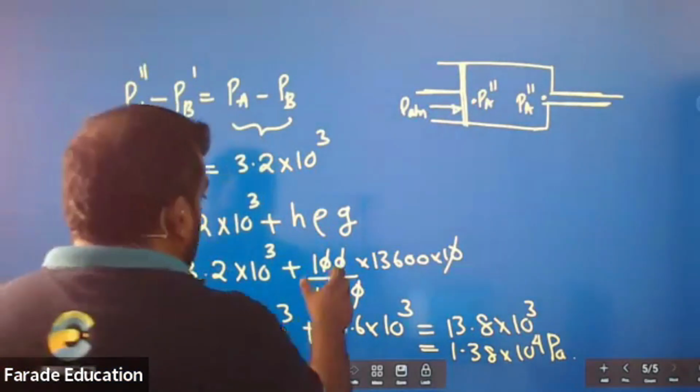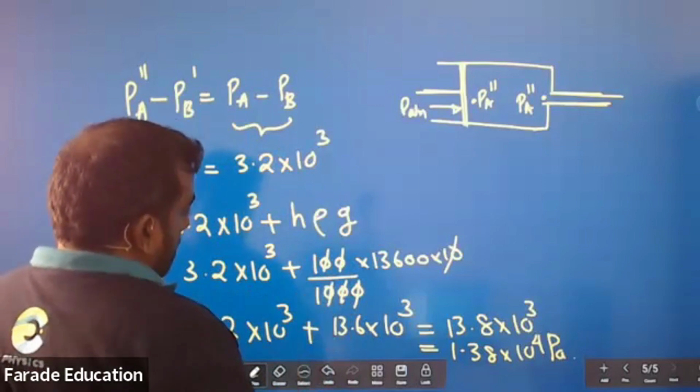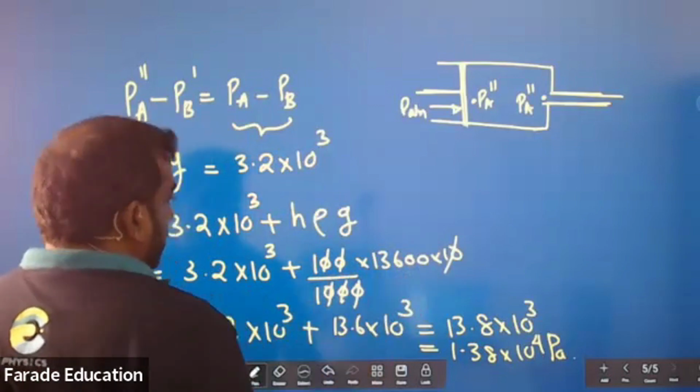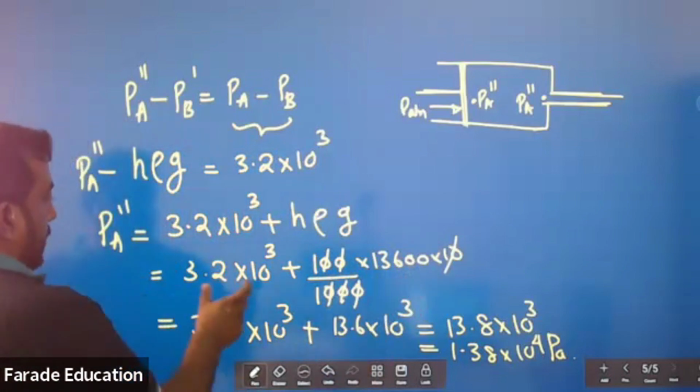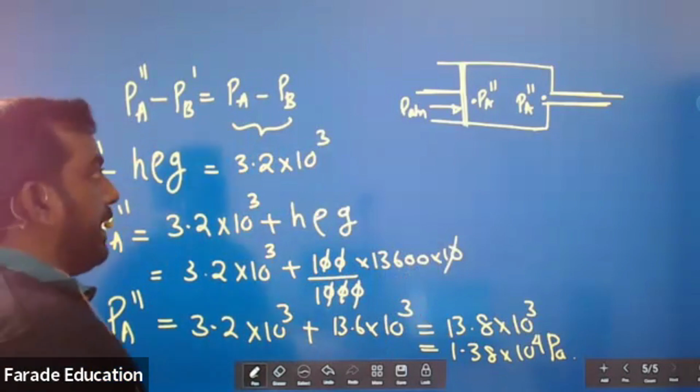So 100 millimeter, 0.1 meter, 10, 13,600, 3.2 times 10 to the power 3. That's your pressure at A, PA double dash found. PA double dash here.